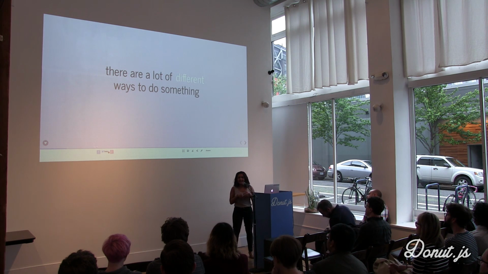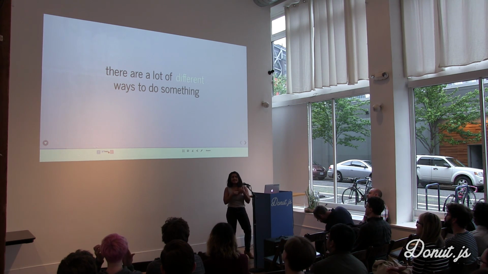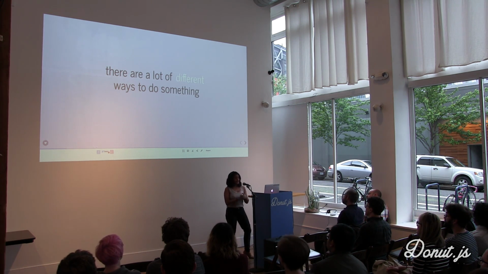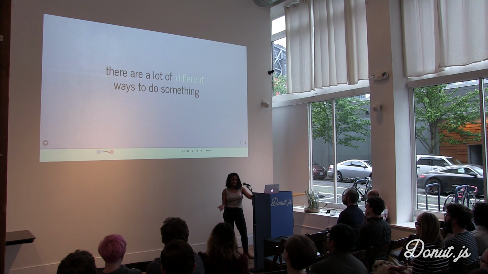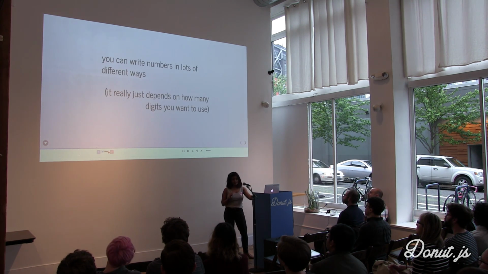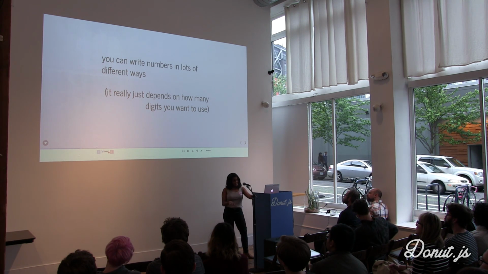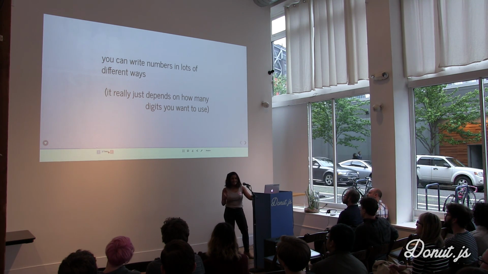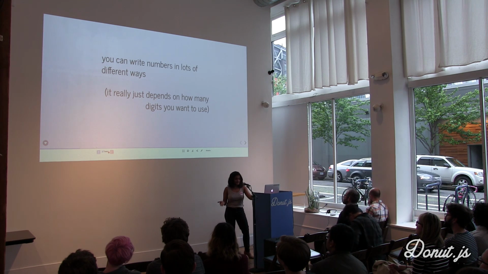But one of the things that I have stumbled upon is the fact that in computer science, there are a lot of different ways to solve one problem. And the thing that I want to share with all of you tonight is the fact that you can write numbers in a lot of different ways. The only thing that you have to keep in mind is how many digits you want to use.